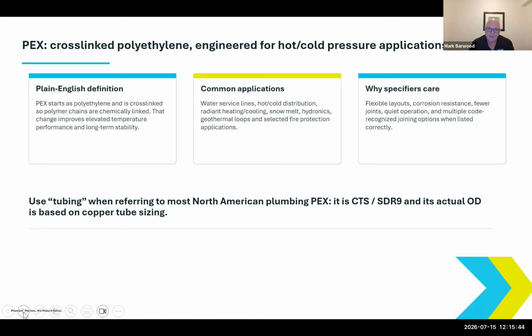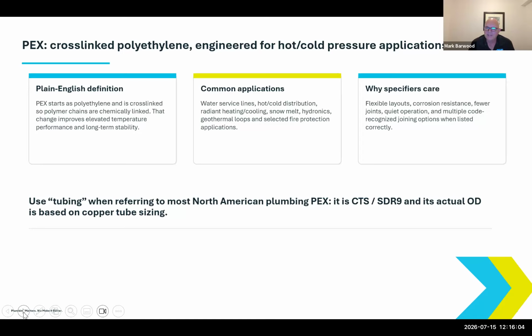Common applications for cross-linked polyethylene: water service lines, hot and cold distribution lines in buildings. Radiant heating is a massive one. Also cooling lines, snowmelt, hydronics, geothermal loops, and selected fire protection applications, mainly residential. We don't see it too much in commercial.